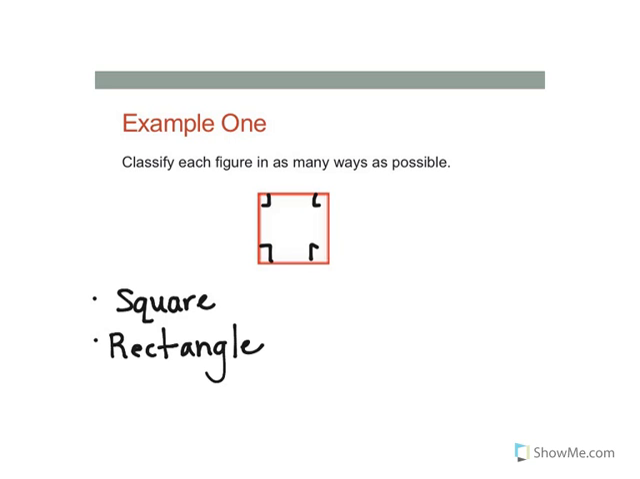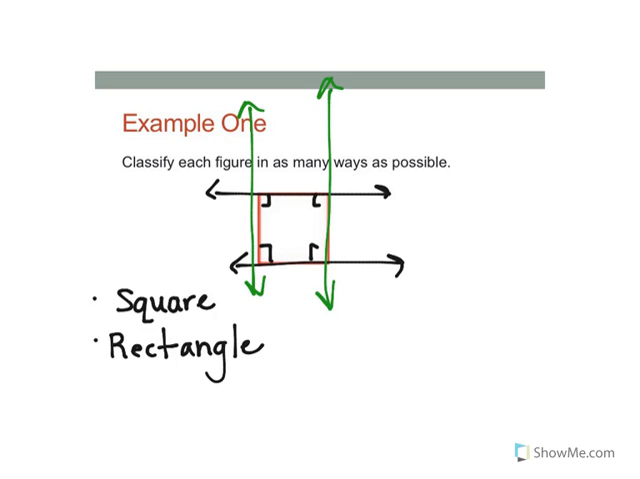A trapezoid has exactly 1 pair of parallel sides. If we look here, these two will go on forever and never cross, and these two will go on forever and never cross. So it has more than one, so it is not a trapezoid. A parallelogram has 2 pairs of congruent sides, which we know we have, and also 2 pairs of parallel sides. So this square is also a parallelogram.